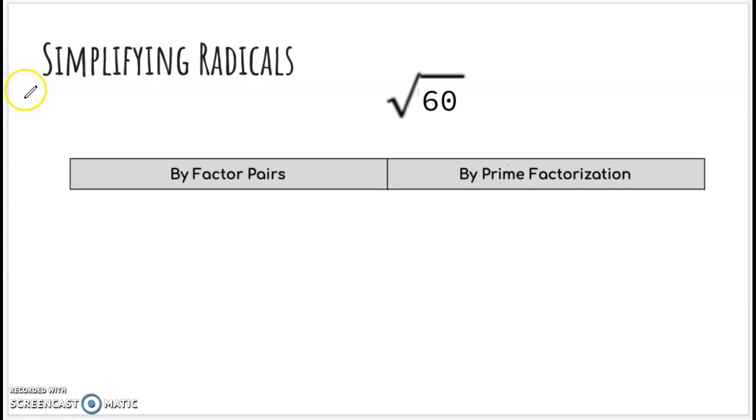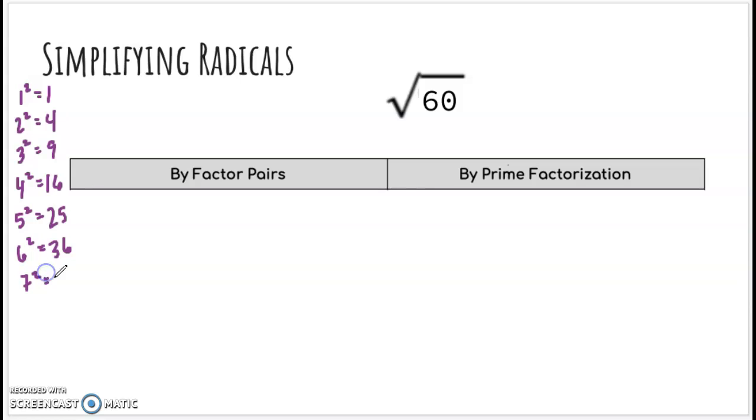And one thing that can help you with that is going off to the side and jotting them down, charting them out. So 1 squared is 1. That one doesn't help us too much, right? 2 squared is 4. 3 squared is 9. 4 squared is 16. 5 squared is 25. 6 squared, 6 times 6 is 36.